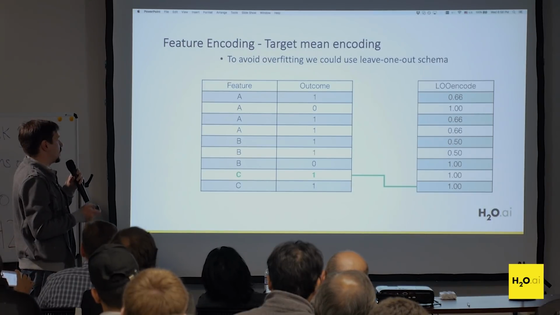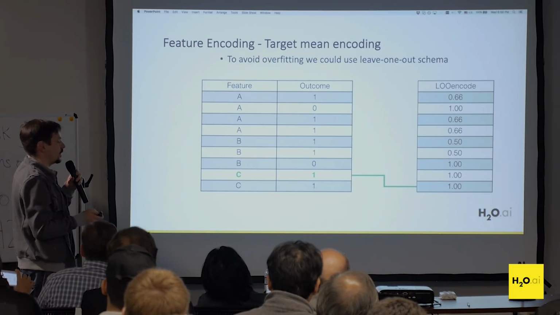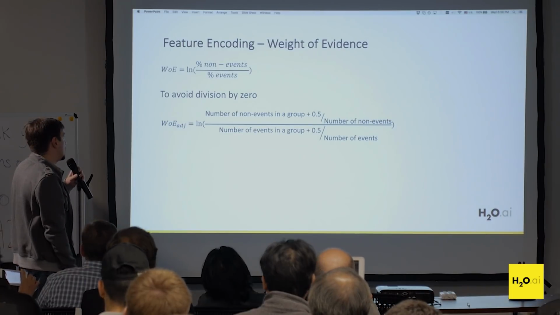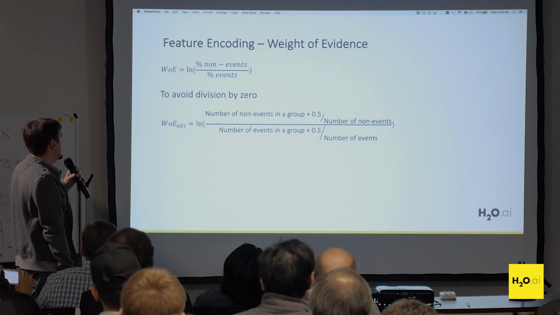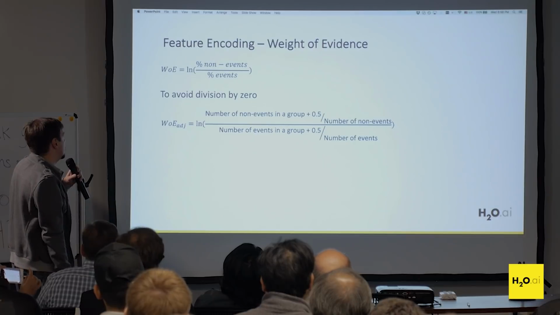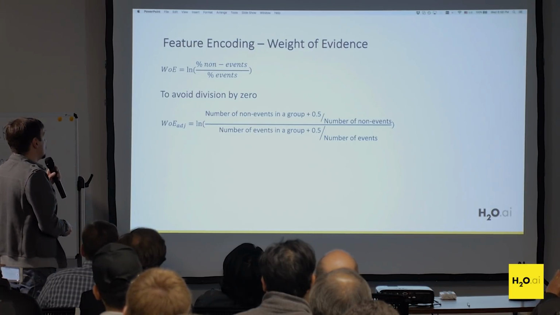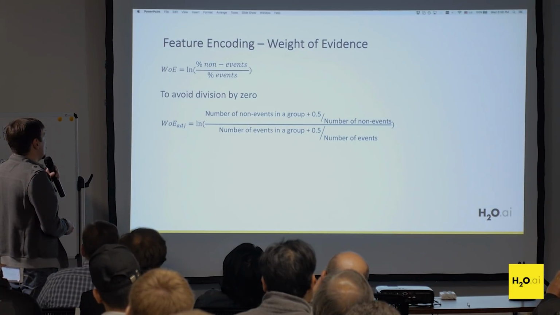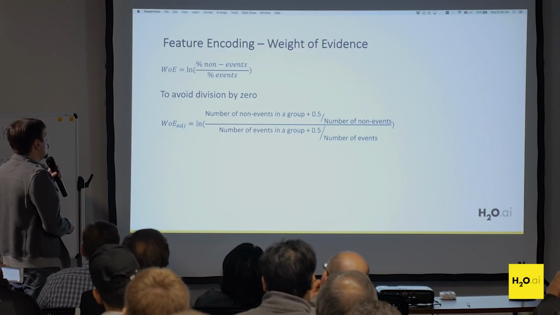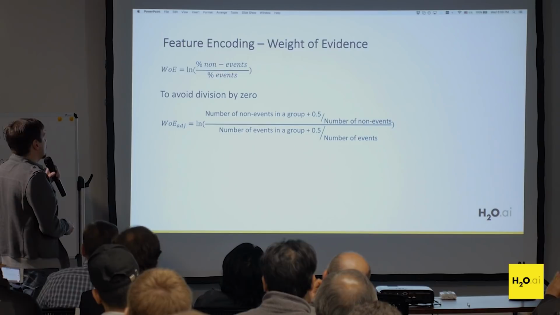Okay, the last technique you can use for categorical encoding is quite well known in the banking domain, and it's called the weight of evidence. It's very easy. Given the level, you just calculate the percent of non-events, your negative events, divide by the percent of positive events, and take the natural logarithm of that.